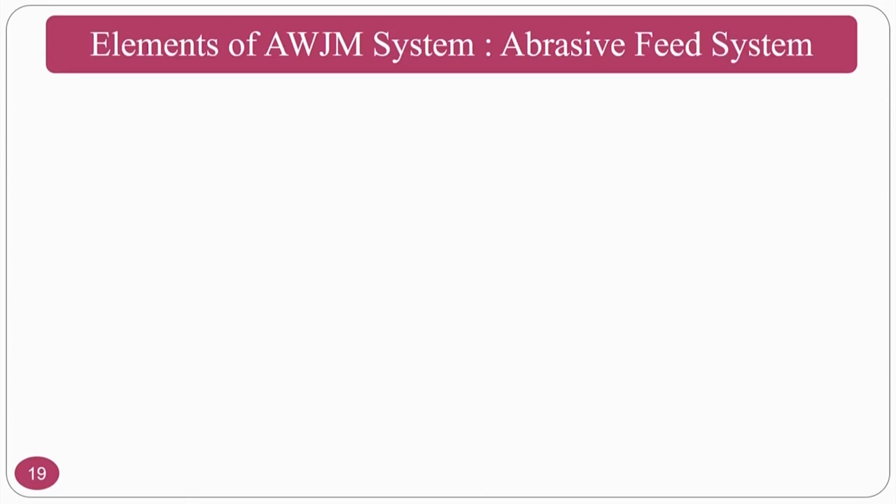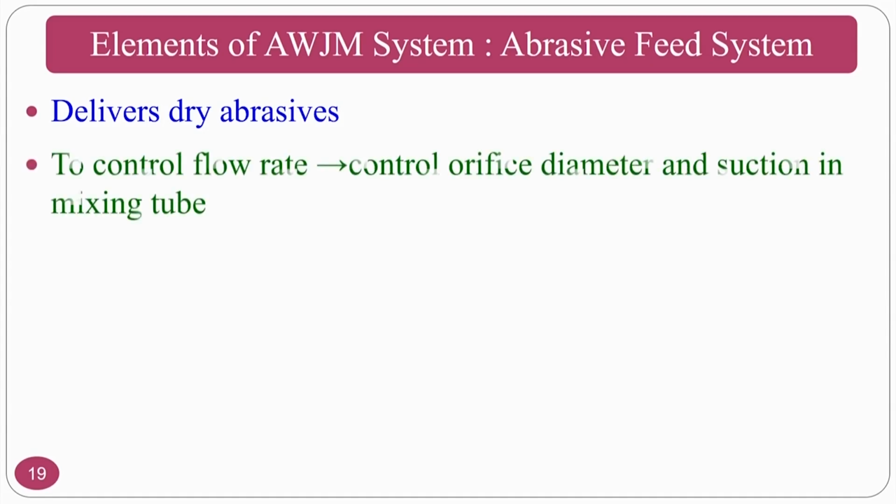Okay. Elements of abrasive water jet system. The second element is the abrasive feeding system. It delivers the dry abrasive particles, and to control the flow rate, the control orifice diameter and suction mixing tube will be there. Okay. As you have seen in the previous slide, normally you have a mixing tube where it will suck as per the requirement. Normally, if you do not control much, the sucking will be done by virtue of gravity plus the difference between the pressures. So, this is how the mechanism works.